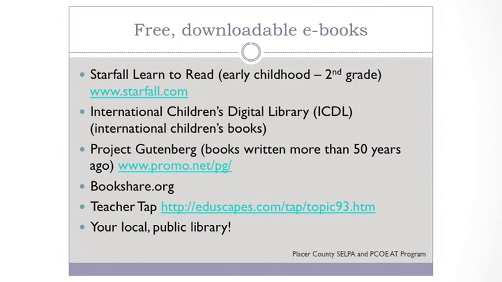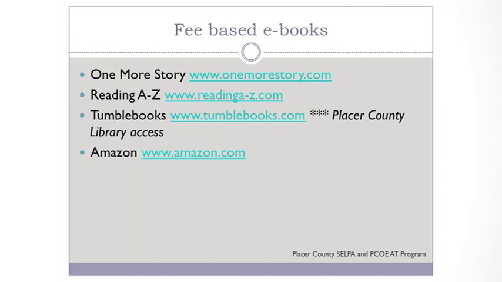And we've got TeacherTap, and of course your local library online will have a wonderful resource of ebooks. In Placer County, our library system is connected with Tumble Talking Books, so we can access that for free as well, which is great for our younger students. And of course, we've got fee-based, One More Story, Reading A to Z, Tumble Books. Again, it's normally a subscription, but if you go through Placer County Library and click on their links, you can access it for no cost. And of course, Amazon sells all sorts of ebooks.